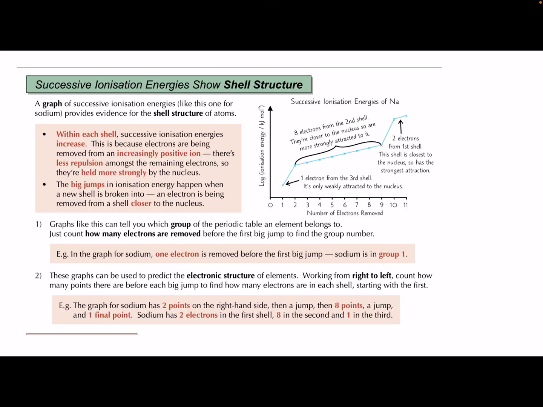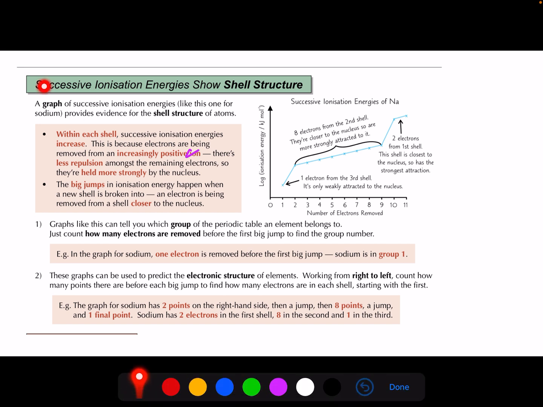Successive ionization energies, and how can you use the successive ionization energy to show and predict the shell structure of an atom? Usually this comes as a graph relating the number of electrons removed. So here you're removing 1 electron, 2, 3, and so on, to the log of the ionization energy.